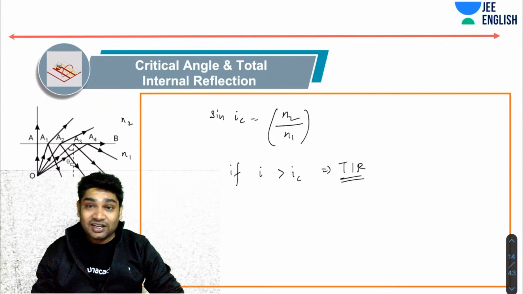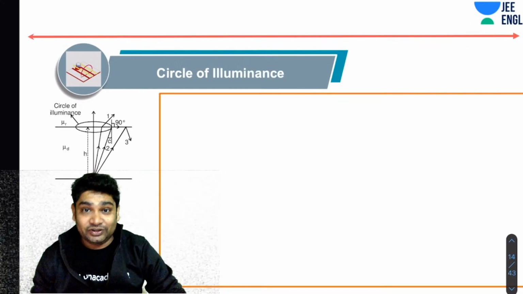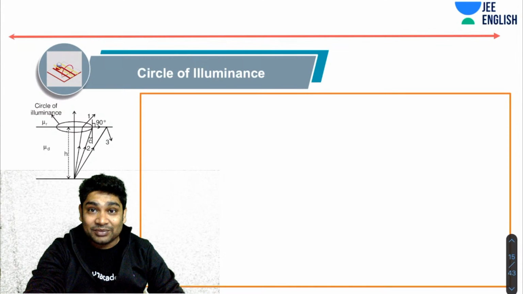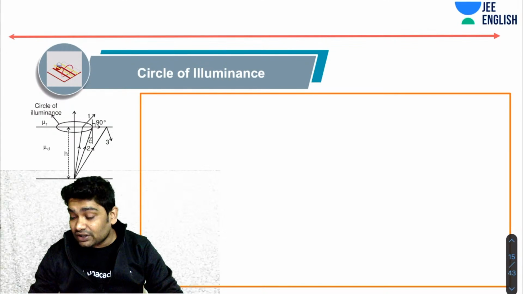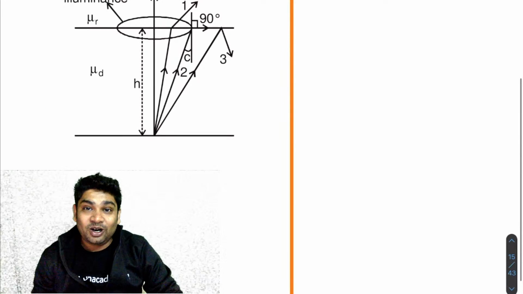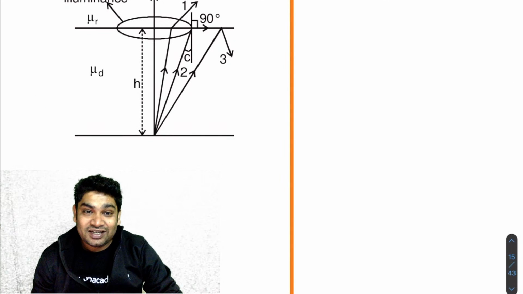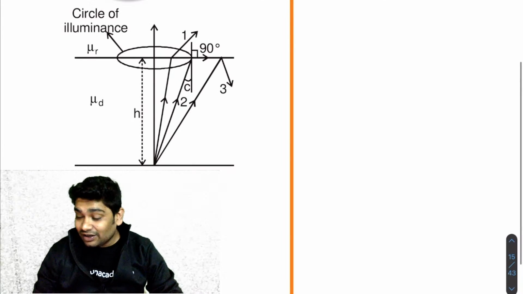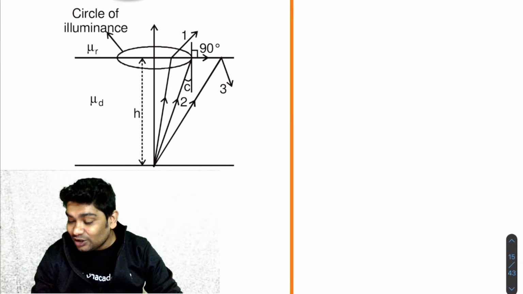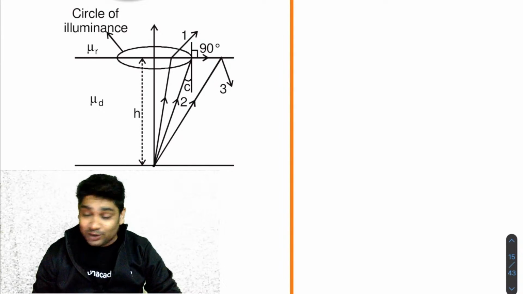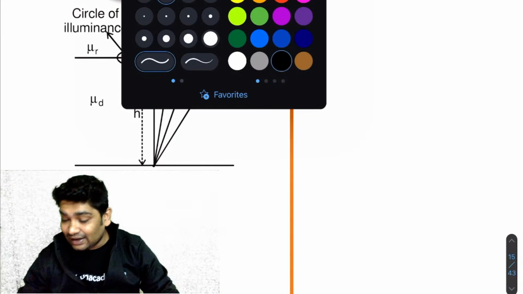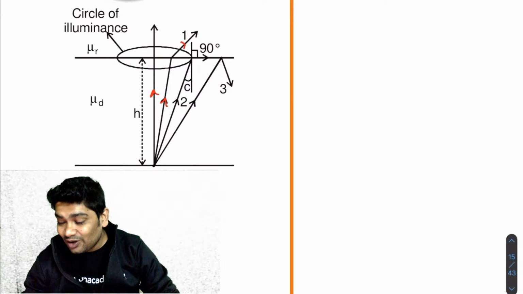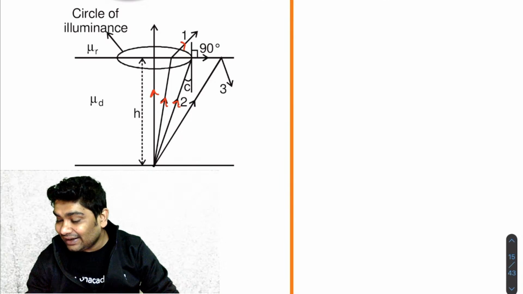We talked about this. Now today we'll be talking about some applications of this. One great application is something called a circle of illuminance. So think about this. Think about, let's say, somebody in water. Imagine yourself in water. Now imagine you are here. Any light ray that is originating from you can either take this path and get out, or it can take this path and get out, or it can take this path and get out here.